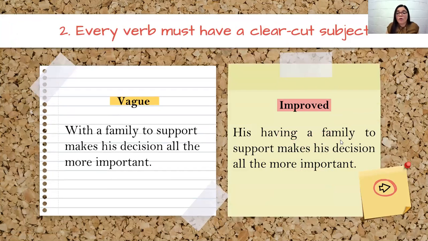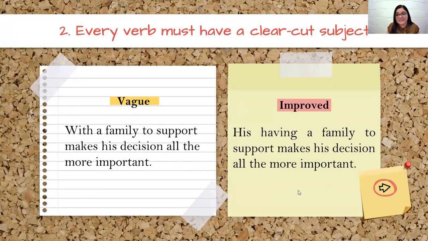Second form of an illogical construction: every verb must have a clear-cut subject. When we don't have a clear-cut subject, sometimes we confuse prepositional phrases by naming them as if they are the subjects of the sentence. And you have an example here of a vague construction: with a family to support makes his decision all the more important. Does it make sense to you? Can you clearly identify the simple subject of the sentence?